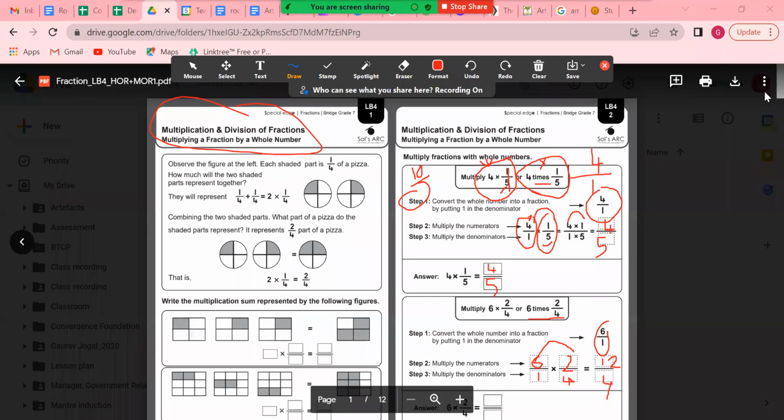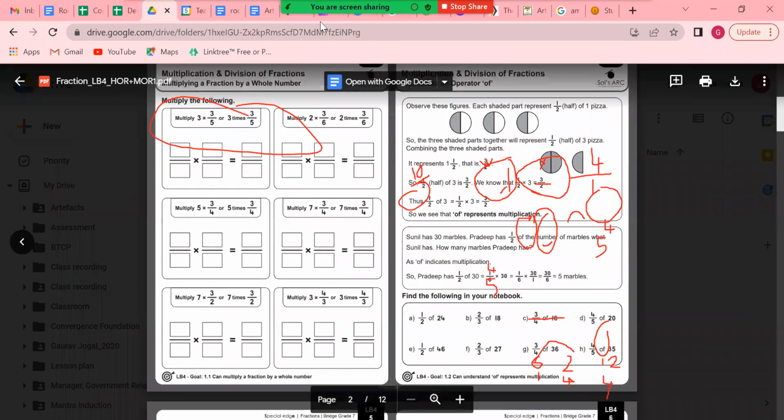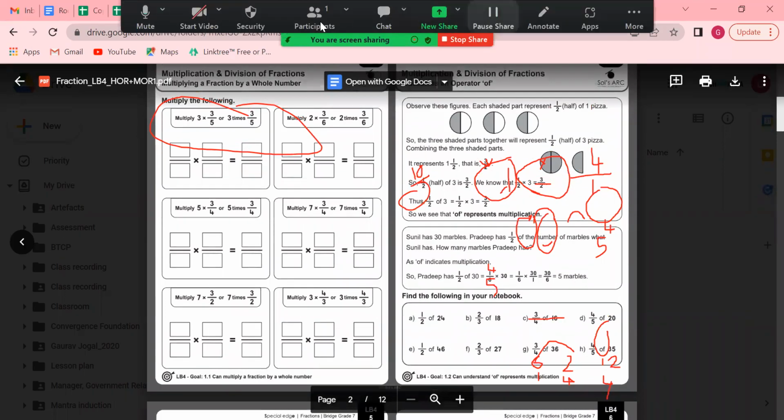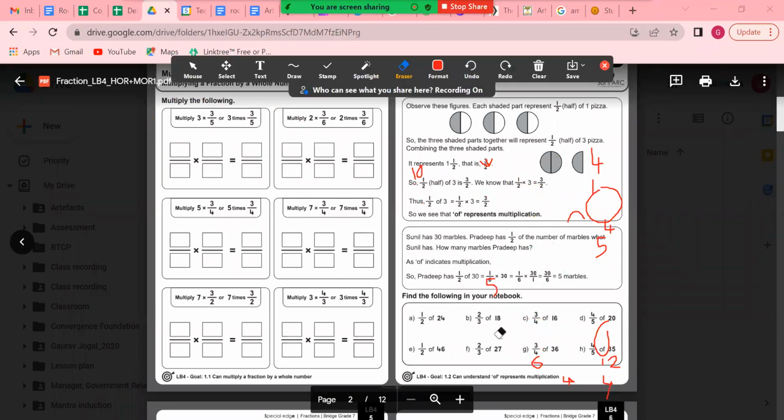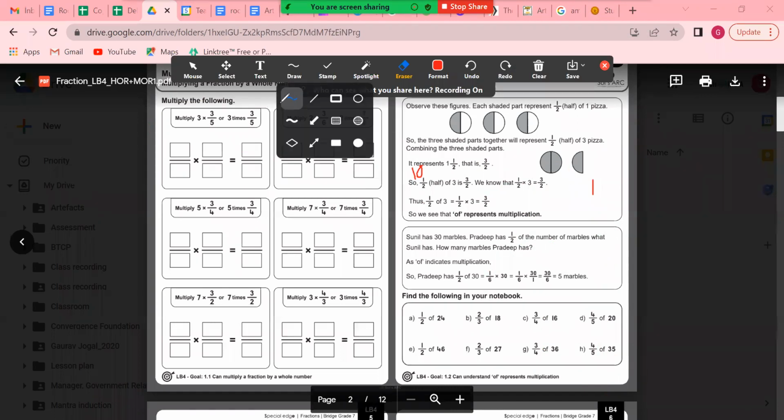Okay. If I go down, you have to complete this entire exercise, where you have to solve this part, as we saw in the previous things.